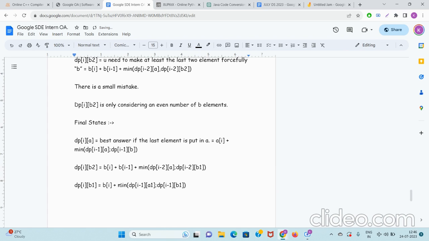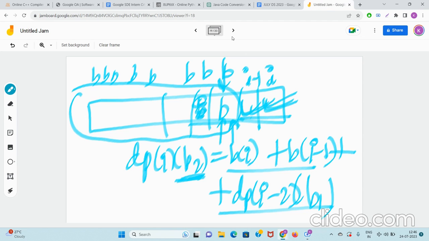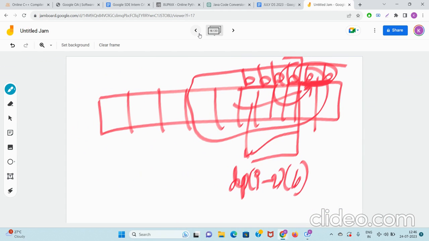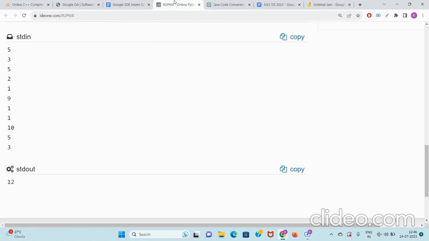Guys, this is also very easy. You want one element b in the end in this state, dp I b1. So what will you do? You take b of I, okay, then either start putting a from I minus 1 index, or again dp I minus 1, the best answer for putting one or more than one b from I minus 1, again it will be equal to dp I b1. वही तो हुआ. dp I b1 का क्या मतलब है? dp I b1 का मतलब ये है कि the last element should be b. Last element should be b.